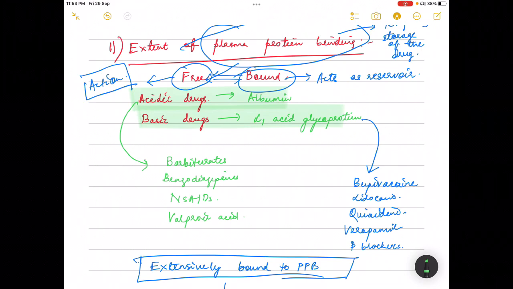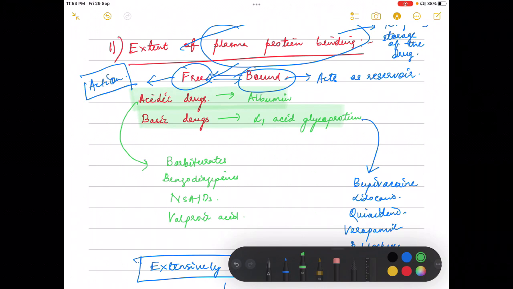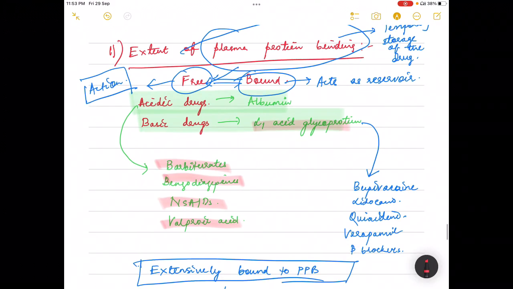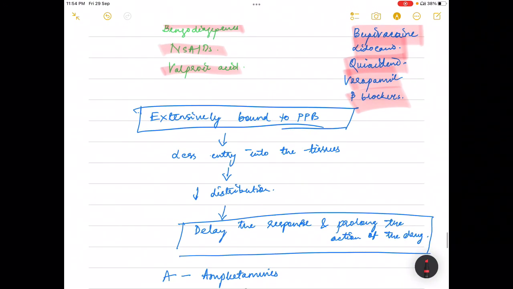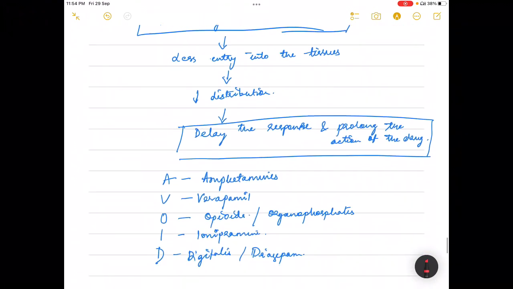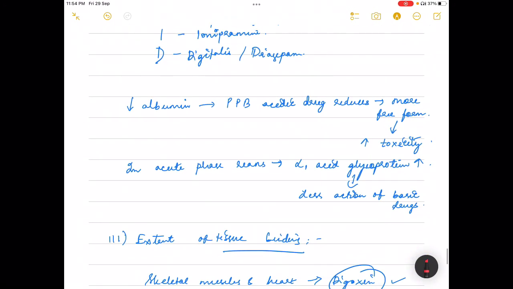Next thing we have to remember is which drugs bind to which plasma protein. The acidic drugs like barbiturates, benzodiazepines, NSAIDs, and valproic acid bind to albumin, and the drugs which are basic in nature bind to alpha-1 acid glycoprotein, like lidocaine, bupivacaine, quinidine, verapamil, and beta blockers. If a drug is extensively bound to plasma protein, there will be a delay in response and prolongation of the duration of action of the drug.